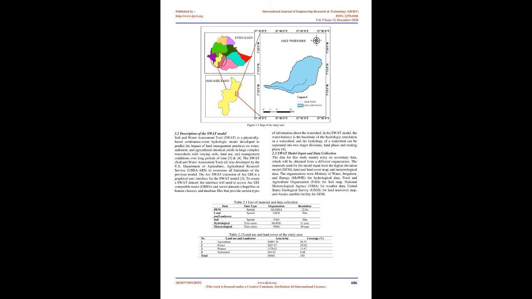2.2 Description of the SWAT model. Soil and Water Assessment Tool, SWAT, is a physically based continuous event hydrologic model developed to predict the impact of land management practices on water, sediment, and agricultural chemical yields in large complex watersheds with varying soils, land use, and management conditions over long periods of time.